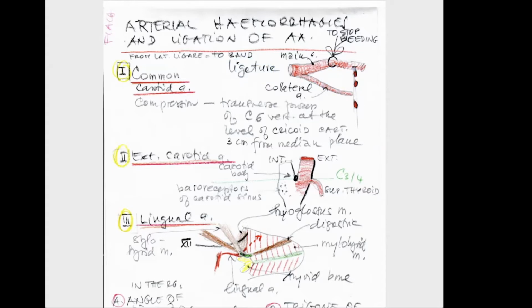Starting with some arteries of the head and neck. Number one is the common carotid artery. To each artery, we could say some notes if it's possible to make any ligature or even to compress the artery. So starting with the compression.